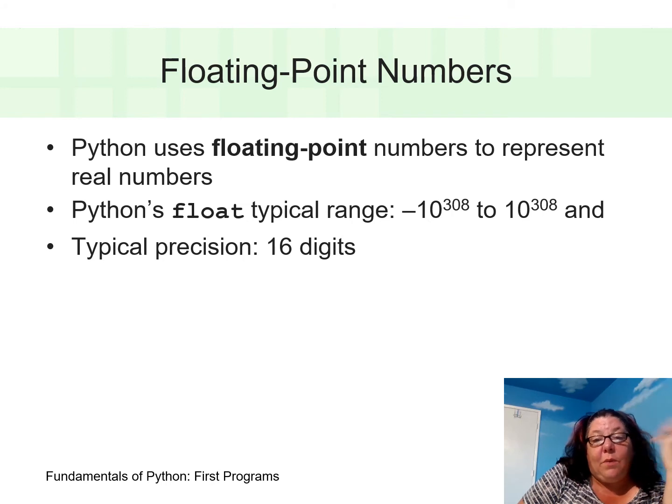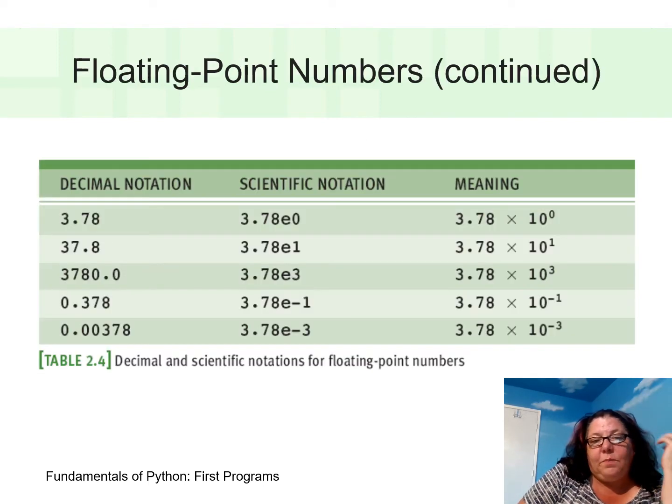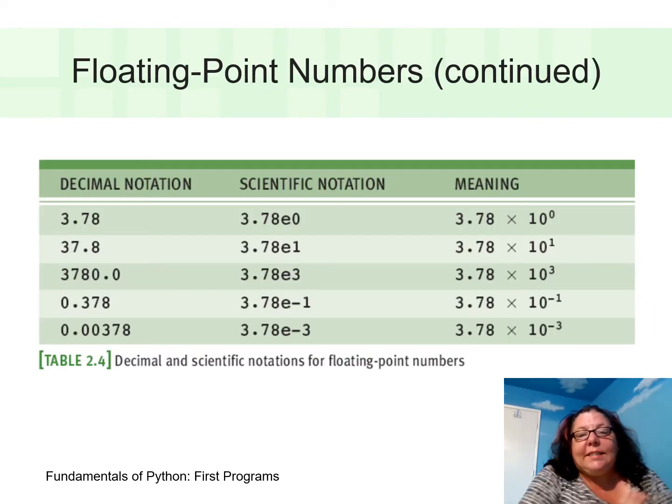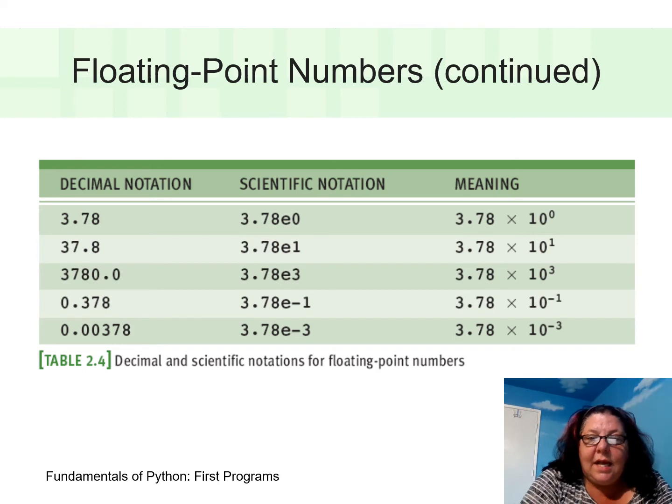Python uses floating point numbers to represent real numbers, and floating point numbers are ones with decimal places, and they hold precision because they have a larger scale in which they're held. So sometimes when you see numbers, you see an E in there. That stands for scientific notation, which indicates just how big that is. 3.78 E0 is the same as 3.78 times 10 to the 0, or to the 1 or to the 3 or whatever.